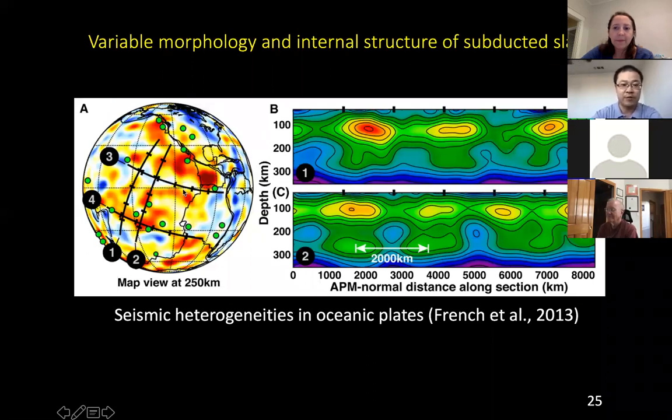2013, and near the edge of the Pacific plate. These two figures, B and C, show the vertical cross sections in these two regions, like one and two regions. Now you can see that they actually observe quite some seismic heterogeneities within the oceanic plate. So not only are the subducted slabs in the deep mantle complex, but the subducted slabs themselves are really complex, even near the top surface.